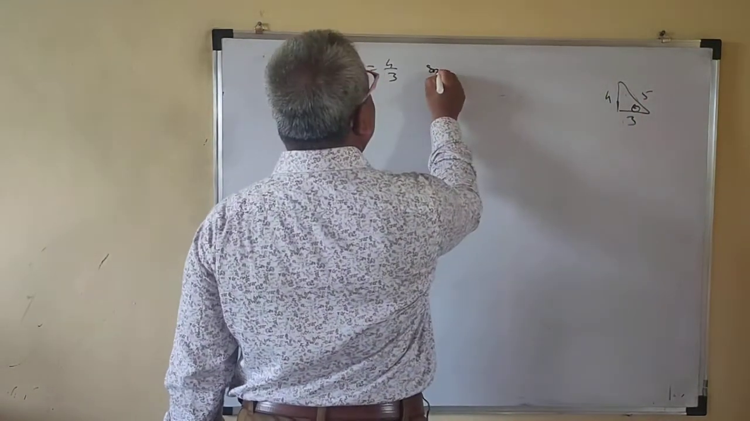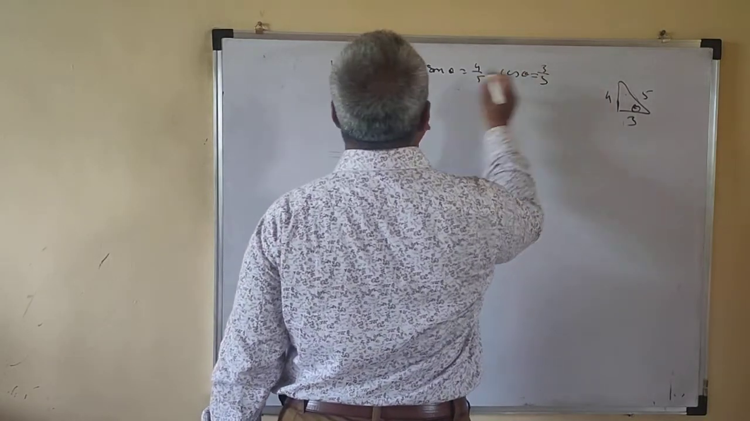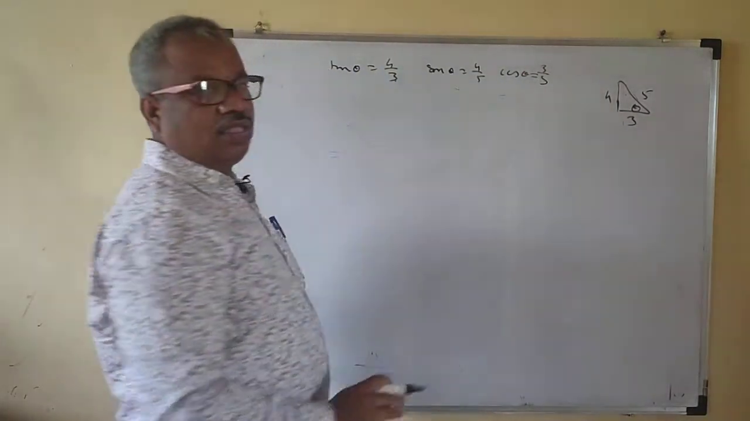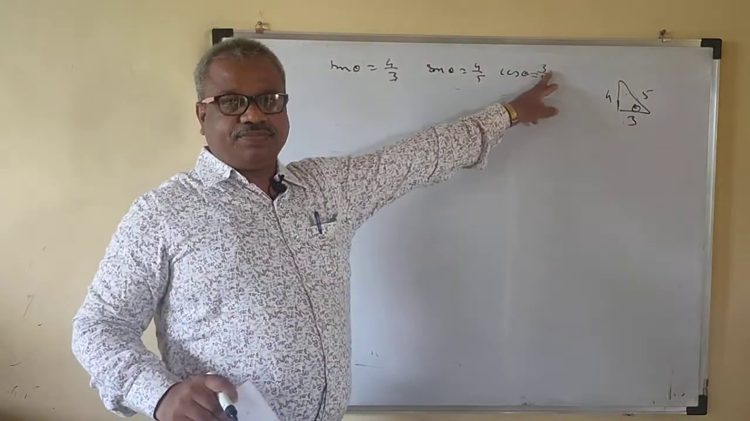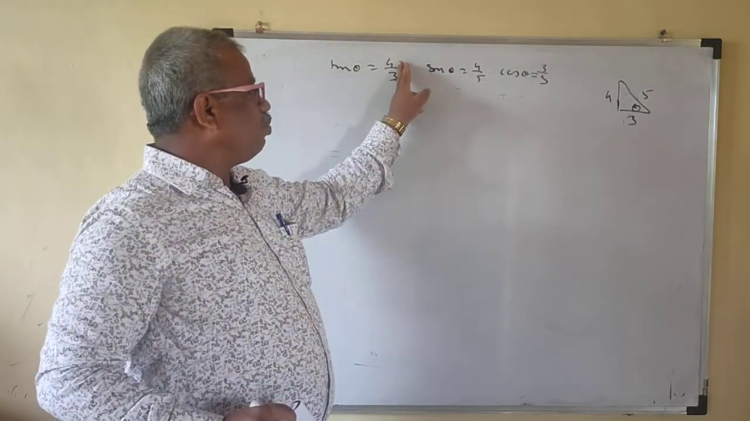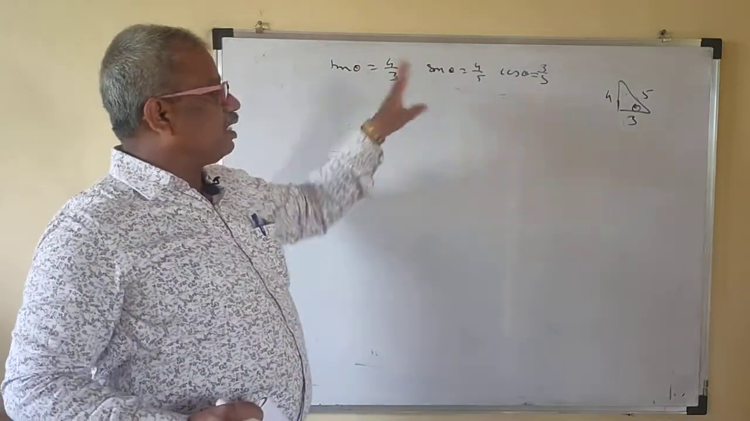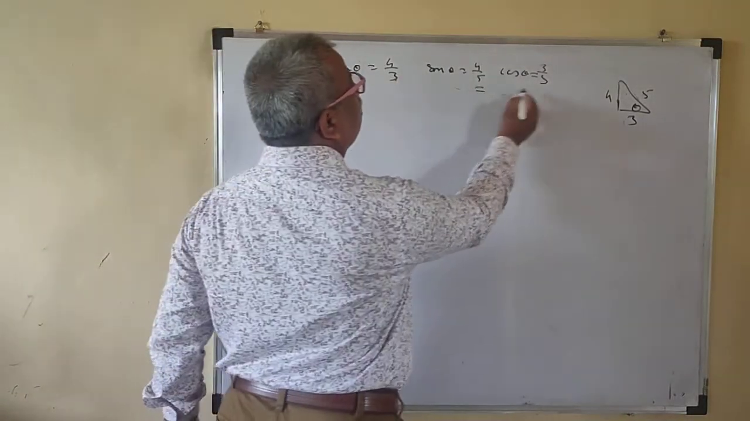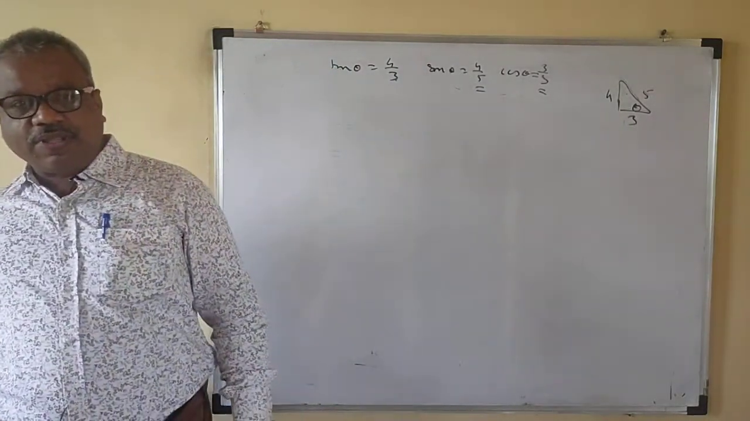So sin theta is 4 by 5 and cos theta is 3 by 5. So tan theta is 4 upon 5 divided by 3 upon 5, that is, sin theta over cos theta. Okay, so this is your value. You have been provided the value of tan theta.